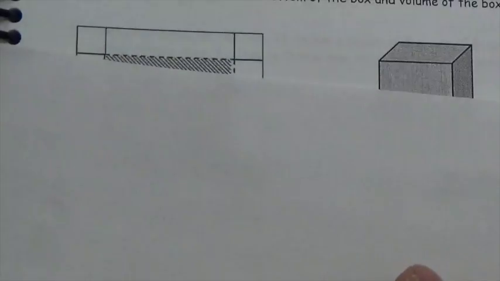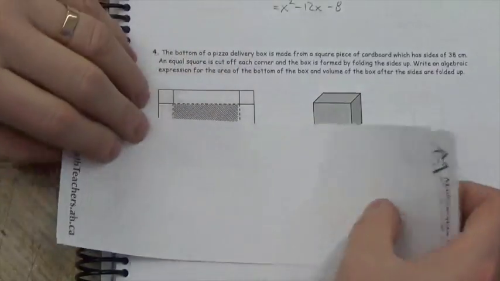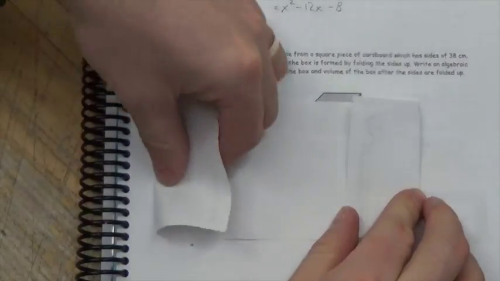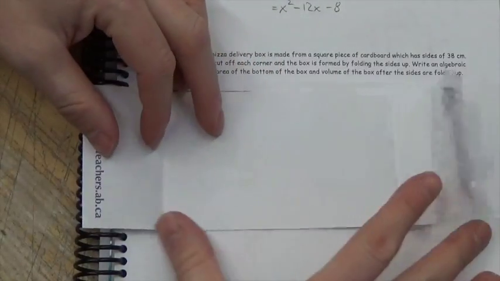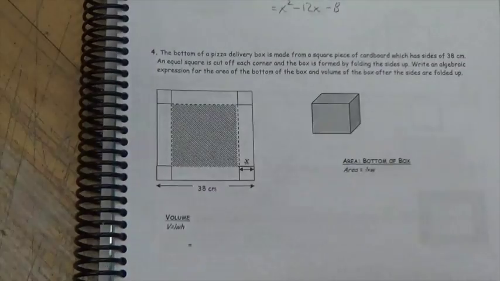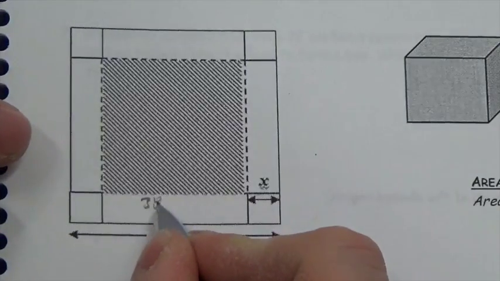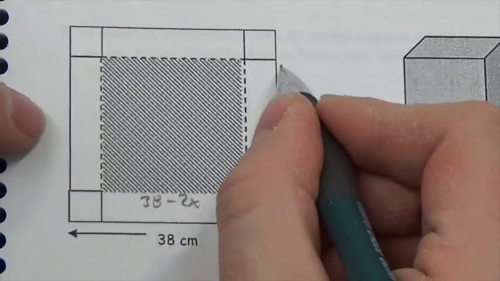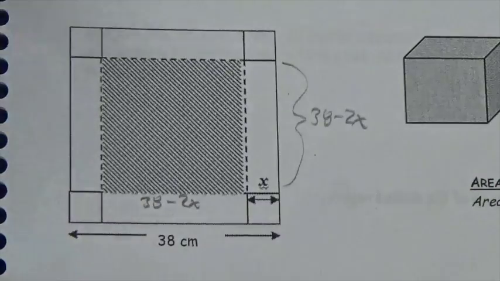So let's say that this is the bottom of that box here. I'm going to fold up a side that's x, fold up a side that's x. So now this length right here, which was 38, I'm losing an x, I'm losing two x's there. So the length of this side is going to be 38 minus two x's. And actually, so will this length right here. That distance right there will be 38 minus two x's.